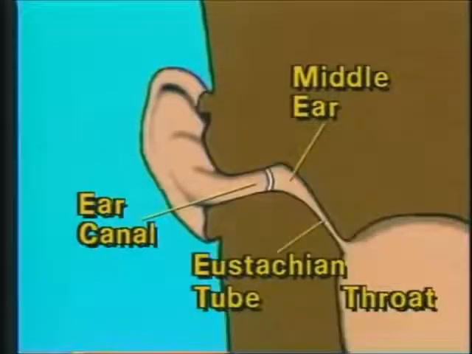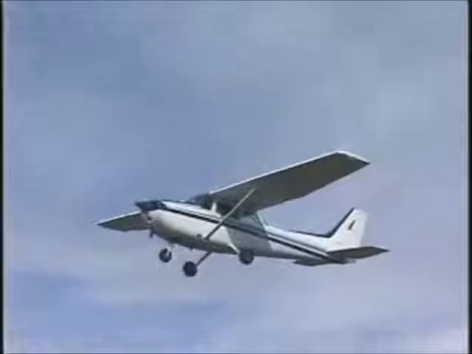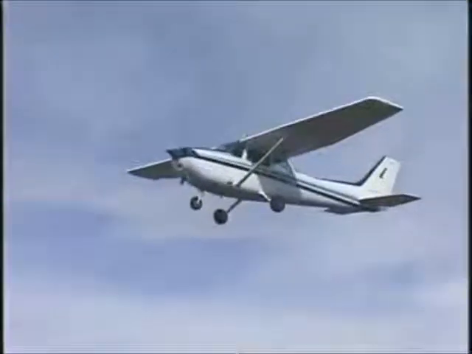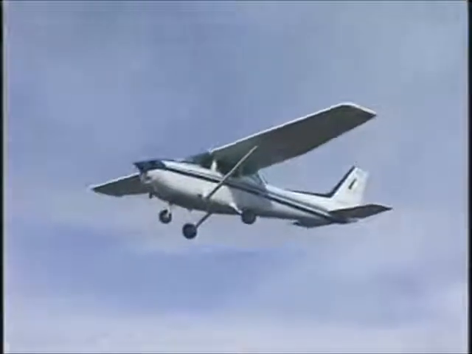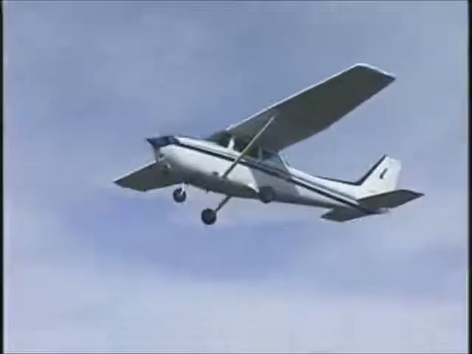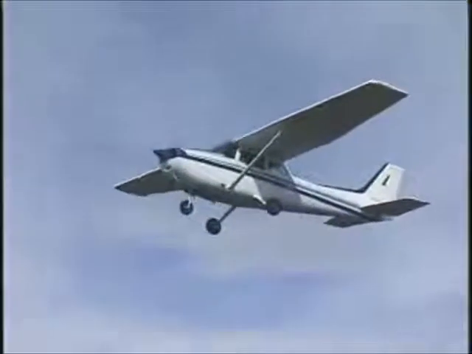Your ears are the part of your body most commonly affected by changes in pressure. Under normal conditions, the air pressure in your middle ear is equal to the pressure in your ear canal and throat. The eustachian tube that's located between your middle ear and throat is the opening that helps keep this pressure equal. As you climb, the pressure decreases and the air in your middle ear begins to expand as it tries to equalize itself with the outside air pressure.